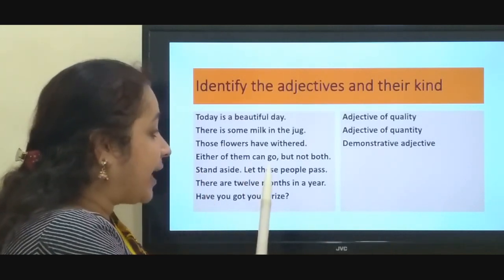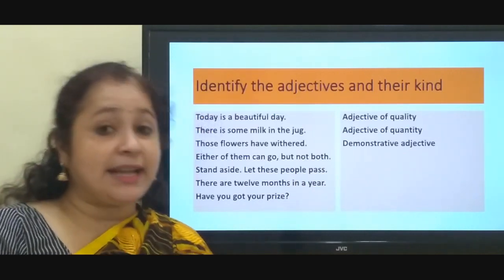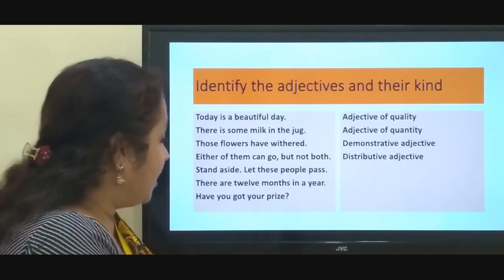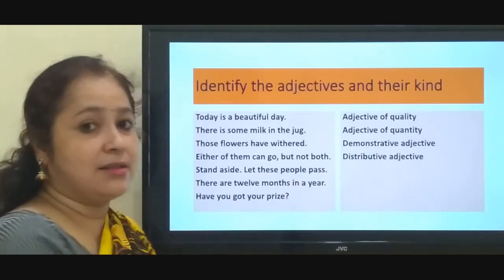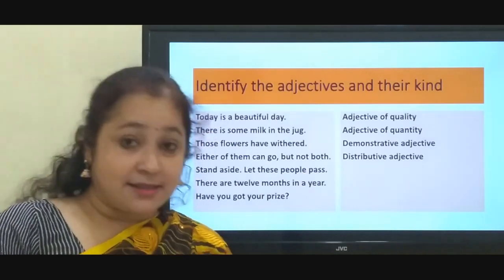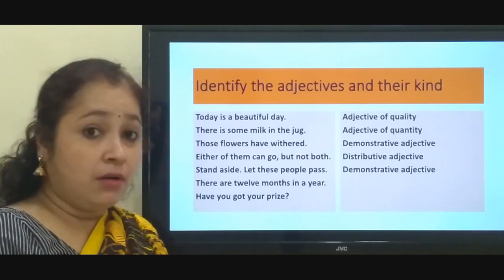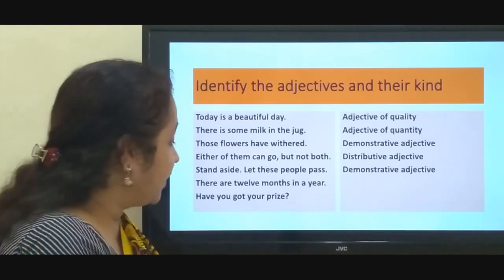Either of them can go, but not both. Yes, students, either is an example of distributive adjective. Stand aside, let these people pass. Yes, students, these is a word used to point at people. So, this is an example of demonstrative adjective.